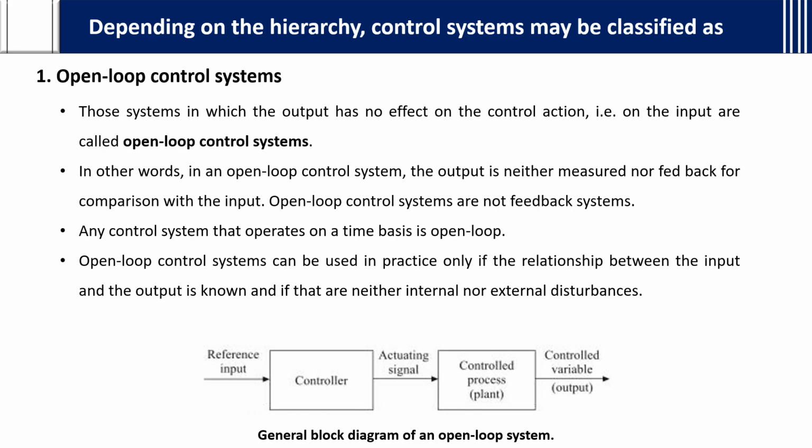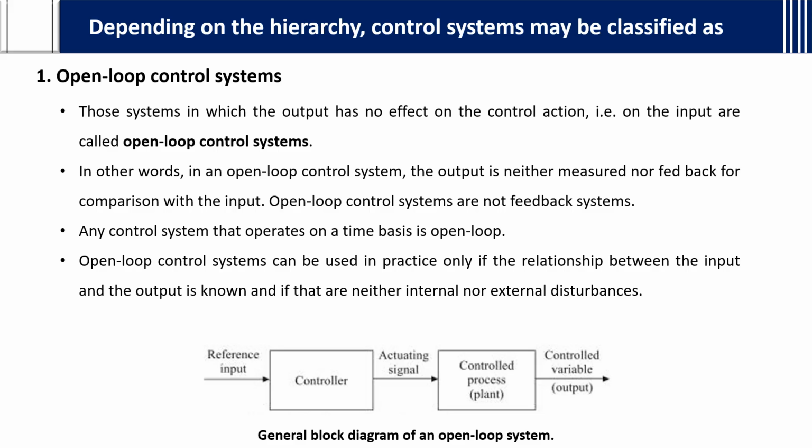In this topic, we discuss the classification depending on hierarchy. The first one is the open loop control system. What are open loop control systems? The systems in which the output has no effect on the control action, that is, on the input, are called open loop control systems. Open loop is nothing but there is no feedback.